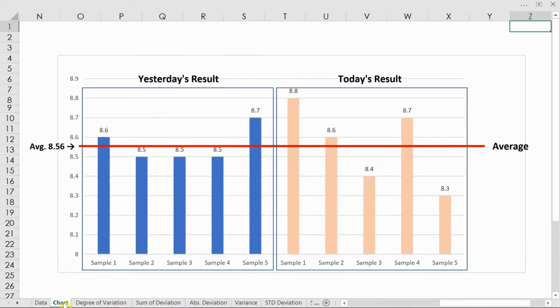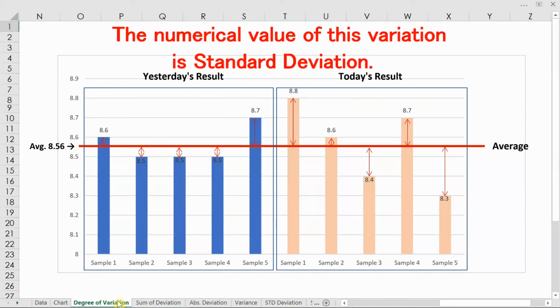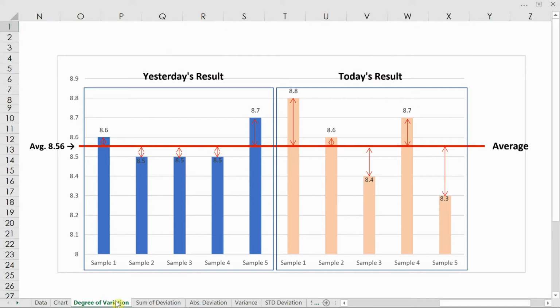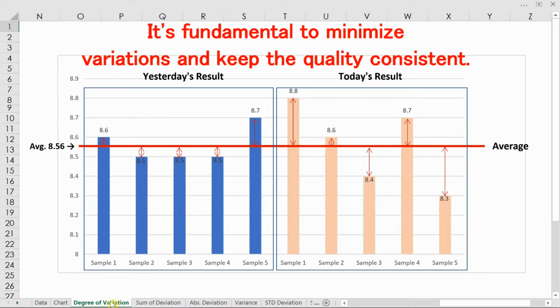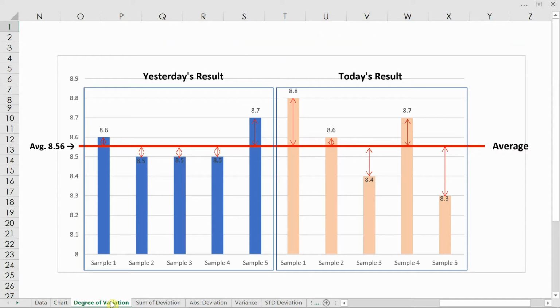Here is that situation on a chart. Today's data seems to have more variation. The numerical value of this variation is standard deviation. In Lean Sigma, it's fundamental to minimize variations and keep the quality consistent. Therefore, this standard deviation is very important. Well, how can we calculate this variation?